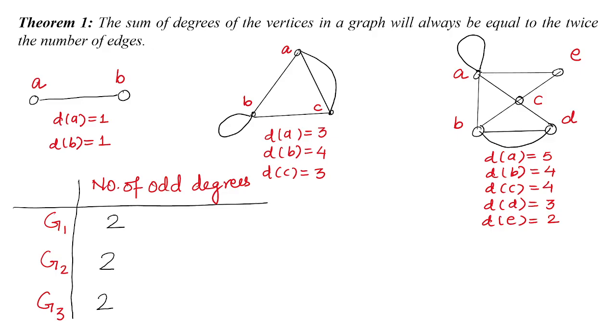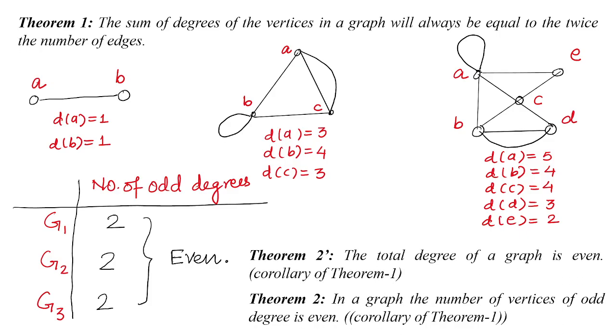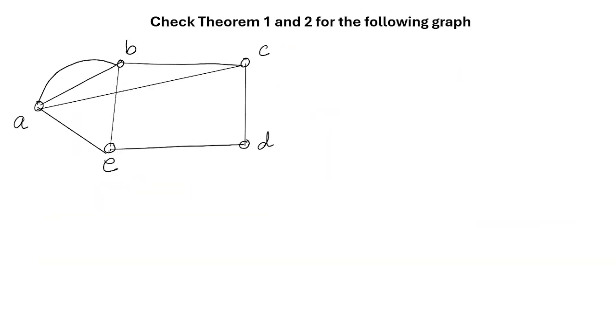So this becomes our third observation: the number of vertices having odd degree in any graph should always come out to be even. Therefore, in a graph, the number of vertices of odd degree is even. This is our corollary for theorem 1. Likewise, the total degree of a graph is even. Now we can verify what we have learned so far for this particular graph.